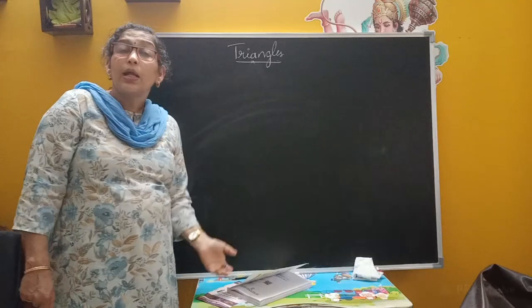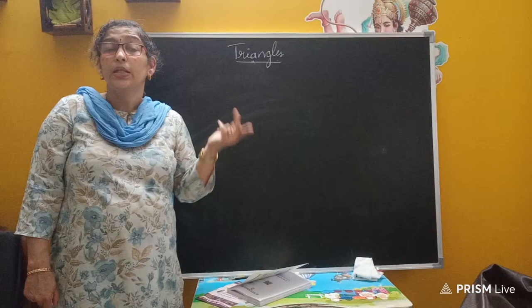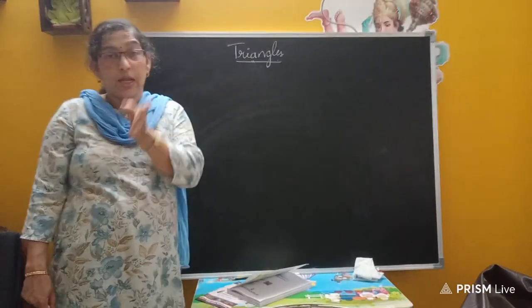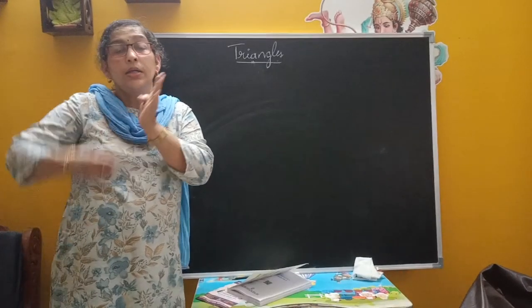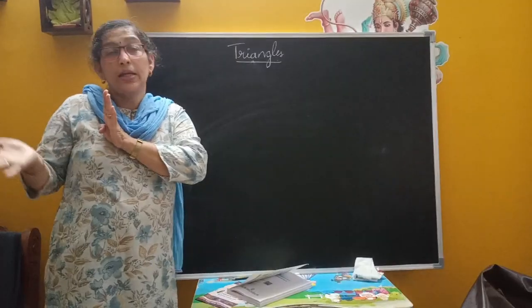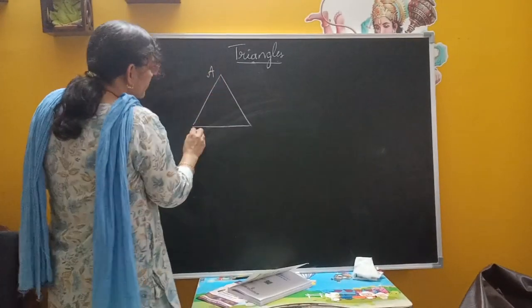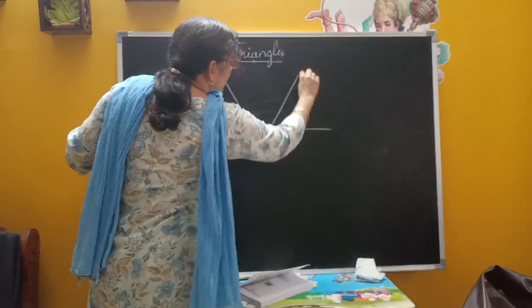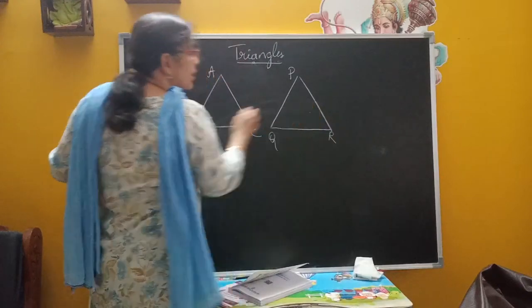So in triangles, how can you define it? Congruent triangles. In congruent triangles, all the sides and all the angles of a triangle are equal to the corresponding sides and corresponding angles of another triangle. Suppose we have triangles ABC and PQR. When do we say these two triangles are congruent?